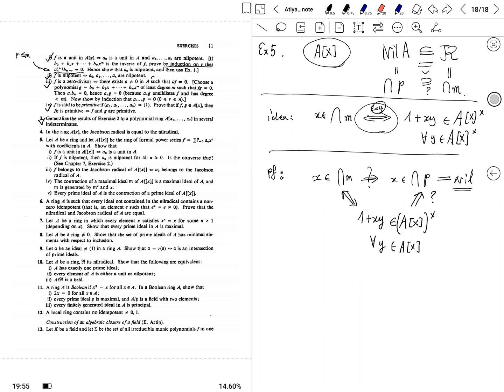Maybe we can use something slightly from our exercise before. Let me call this f. Our situation: f is nilpotent if and only if all the coefficients are nilpotent. That's what we have proved.